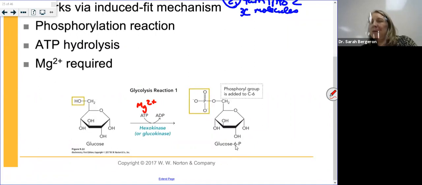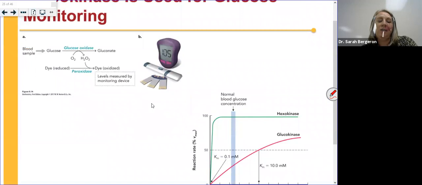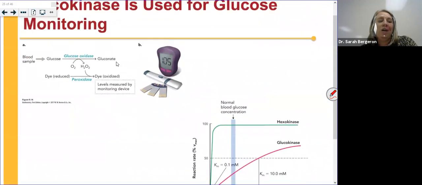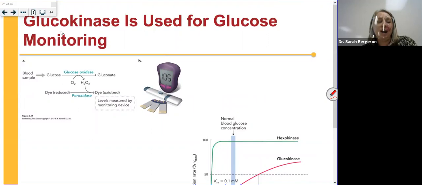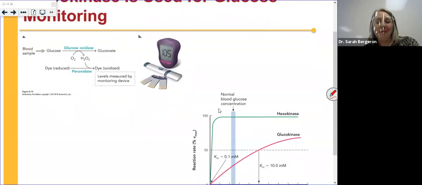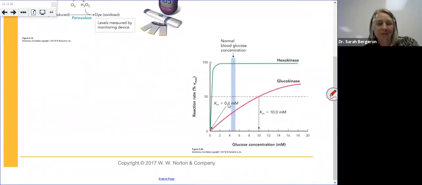What carbon does that phosphate add to? Carbon 6. Okay, now we said there were 2 enzymes that could do this. Now, your body uses not hexokinase but glucokinase to monitor your blood sugar, right? I know we say if you're diabetic, you're going to use a glucose monitor, right? Well, you have an inherent glucose monitor inside of your body, and if you are functioning normally, it's working. So this is our artificial one, right? But what happens in the body? What's the real deal? Here's the real deal.